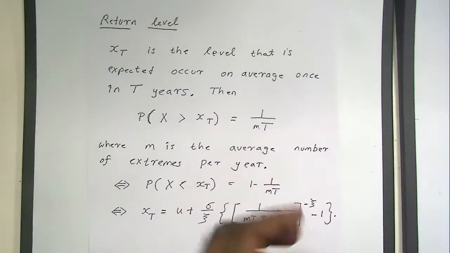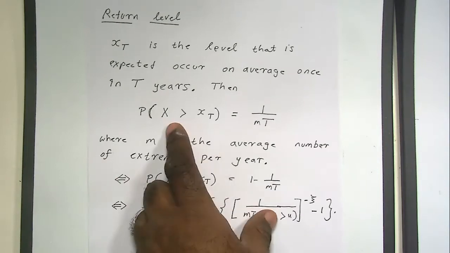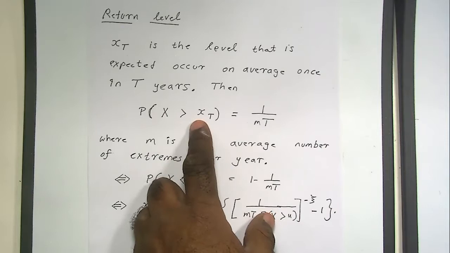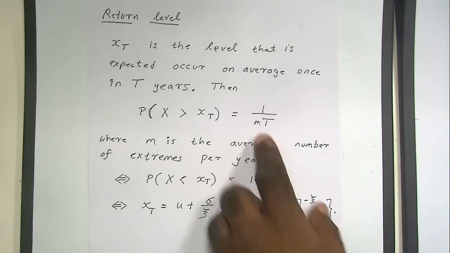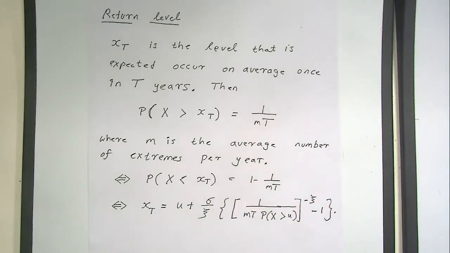All right. Next thing is return level. Return level is a special case of quantile. In this case, you're looking at the probability that x exceeds this 1 in t years, right? But as you know, according to definition 2, we don't have just one data point every year. We have multiple extreme values every year. So if m denotes the average number of extremes per year, then over the t years, there will be m times t extreme values. So the probability that x is greater than xt will be 1 divided by mt. You follow that?